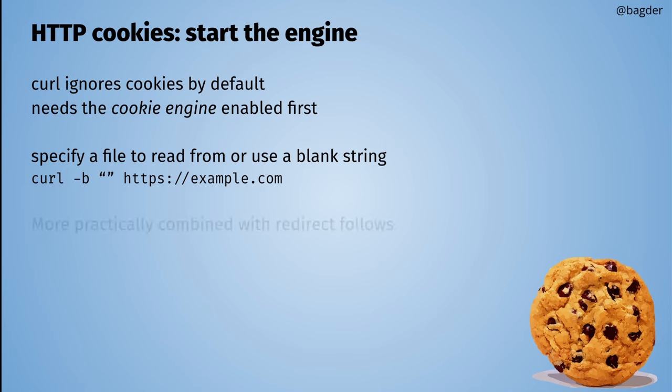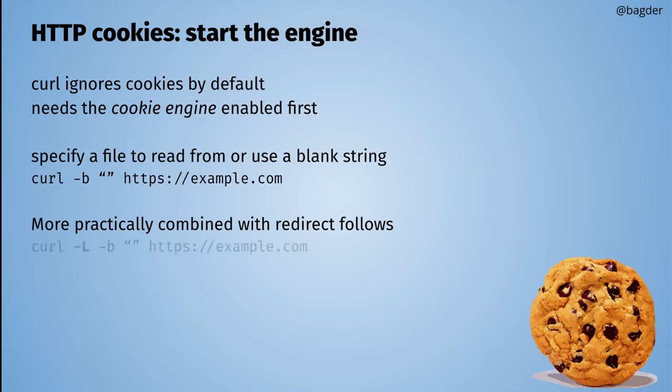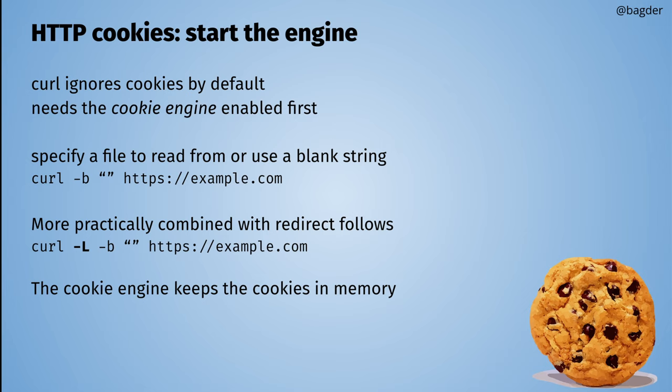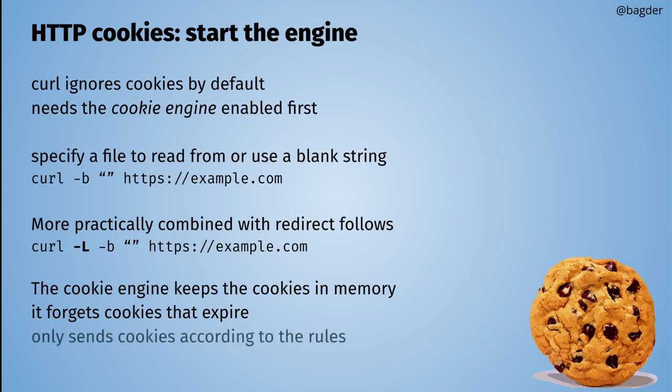But if you follow redirects here, then it's a good thing. You enable redirects and enable cookies, and if the first page sets cookies and redirects to the second page, curl will send the cookies in the second request if they should be sent. The cookie engine keeps those cookies in memory, and it forgets cookies automatically when they expire. If the process is slow and there's a short expiration time, they will expire while curl handles them.